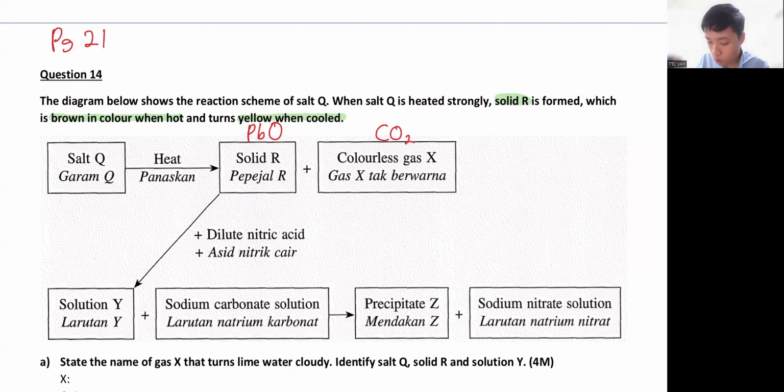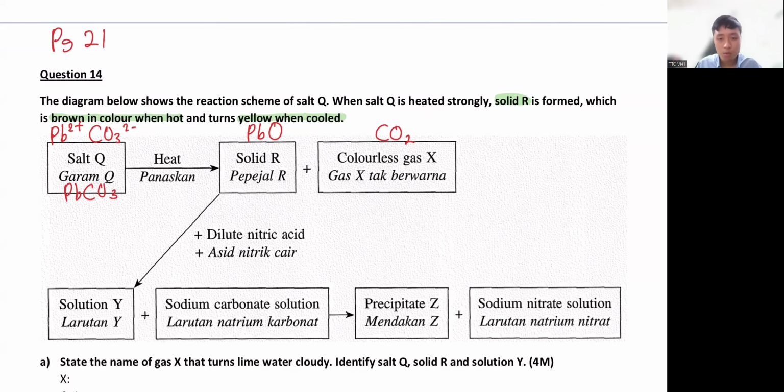If you got two gases, one colorless and one brown, then it is not carbon dioxide. So this one is carbon dioxide. So you can get your salt Q. What is salt Q? Surely the cation is Pb. Since you got carbon dioxide, what is the anion? Correct, so you get PbCO3, a carbonate ion.